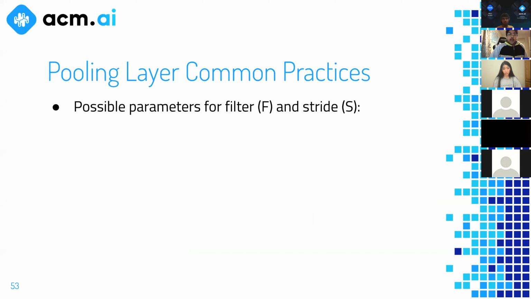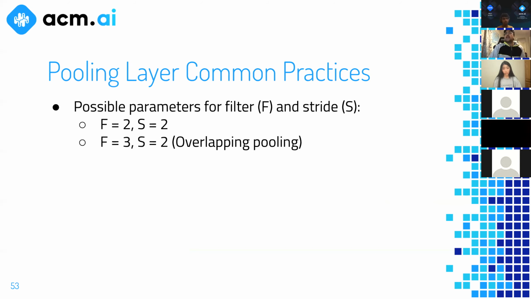Okay, so we have some certain common practices. We could use any parameter like Angeline said, so that would be your hyperparameters. But in our examples, we chose F equals 2 and S equals 2. Filter size would be the N by N, or the 2 by 2, and our stride S would be how much we move over. So if we use F equals 3 in the examples we went over, we would have one column overlapping. That's called overlapping pooling. That's how it gets its name.